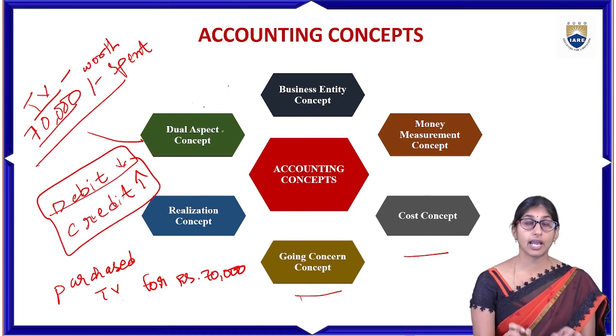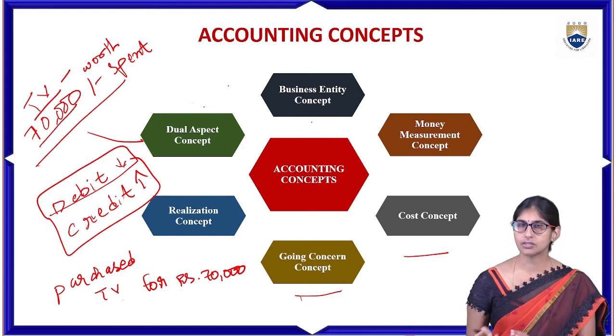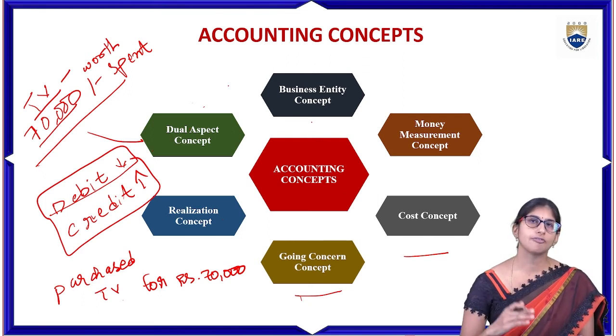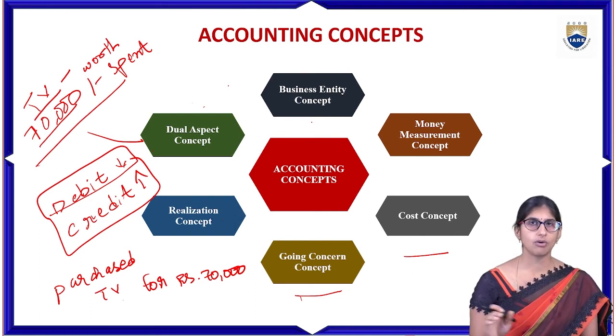And for every transaction we'll have two effects, that is debit and credit, and we should consider business as a separate party and owner as a separate party. So these are the overall concepts of accountancy, which are the mandatory rules to be followed and remembered for the accountancy system when we do the problems in the coming sessions, that is in journal and ledgers and all. Okay. So now let us move on to the next thing, that is accounting conventions.